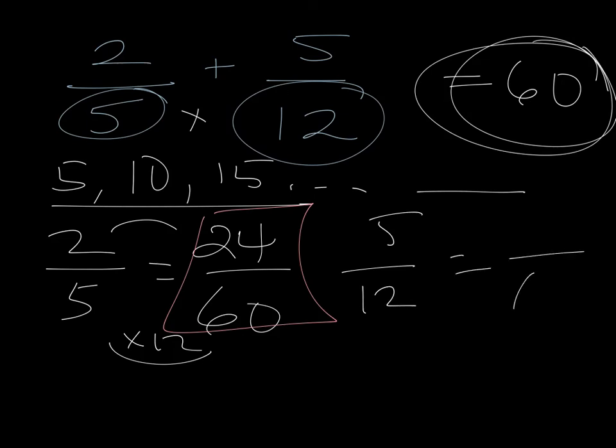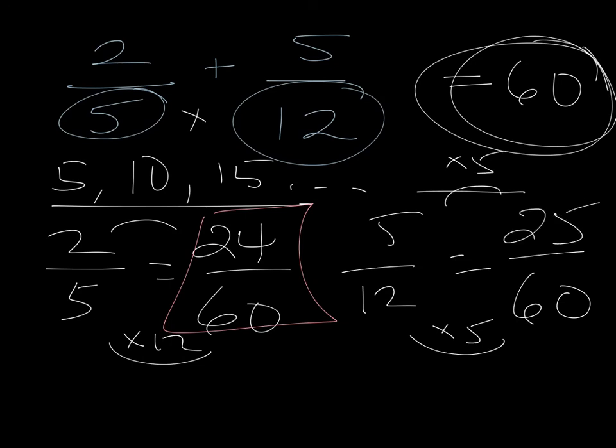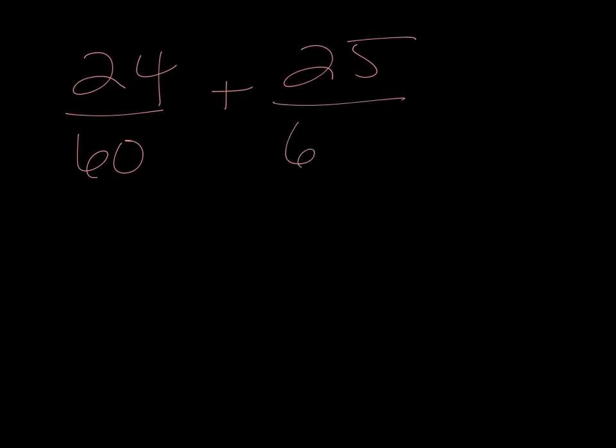And then the next one, you go 5/12 equals something over 60. 12 times 5 would give you 60. Whatever you do to the bottom, you do to the top. 5 times 5 is 25. So my other new fraction is 25/60. So now I have 24/60 plus 25/60, and that's going to equal 49/60.